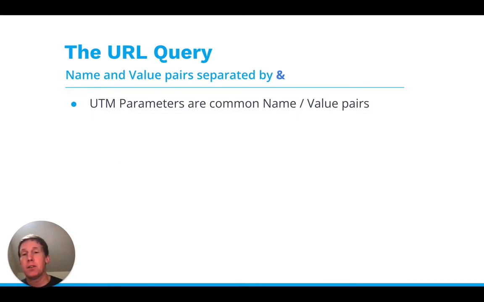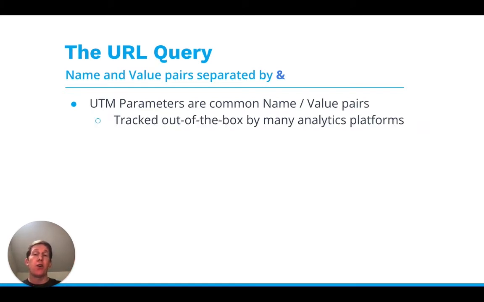UTM parameters specifically are common name and value pairs, but you can put a whole number of other things in the query that will either track different data or will create behavior in the browser. UTM parameters are just tracked out of the box by many analytics platforms, including Google Analytics, so you don't actually have to configure your own dimensions in order to track those when they're present in the URL.